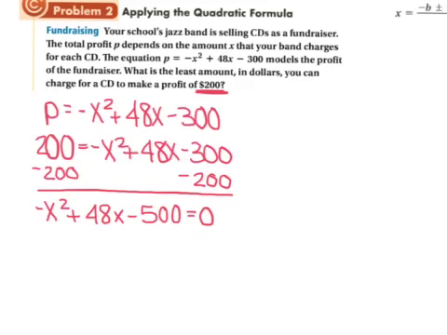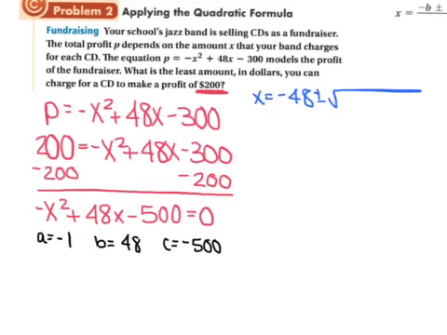So now I have A is negative 1, B is 48, and C is negative 500. X equals the opposite of B plus or minus the square root of B squared minus 4AC, all divided by 2A.